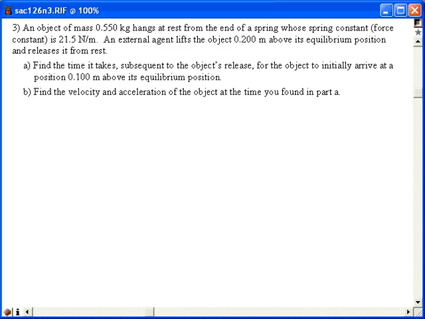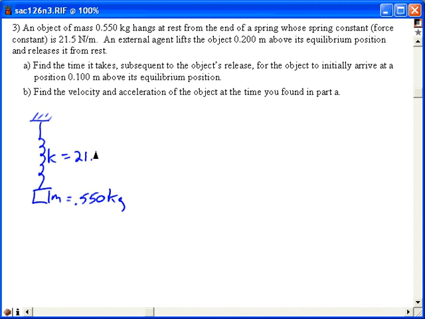Problem number 3. Let's get a sketch of this one. We've got a spring with a mass hanging from the end of it, where the mass is 0.550 kilograms, and the spring constant is 21.5 newtons per meter.